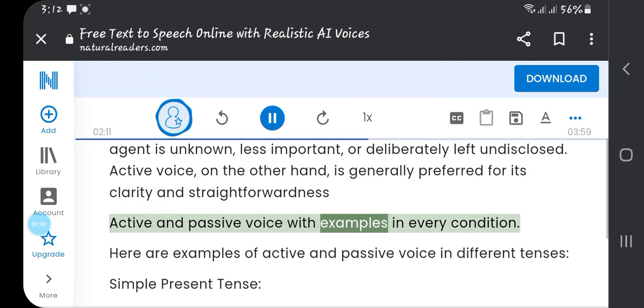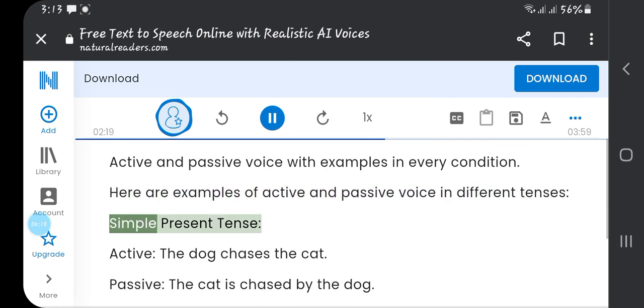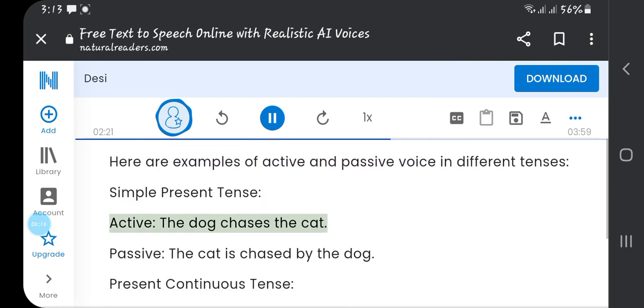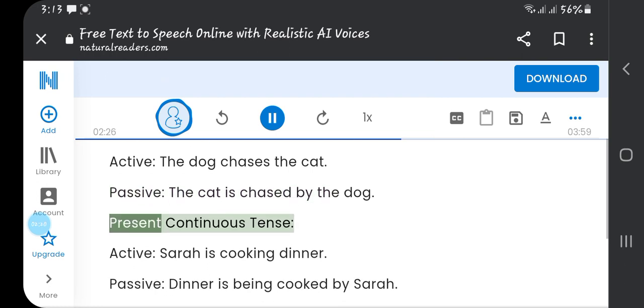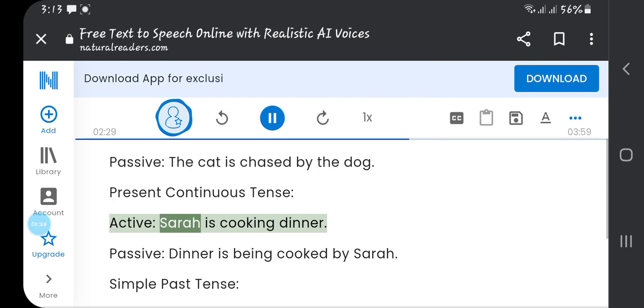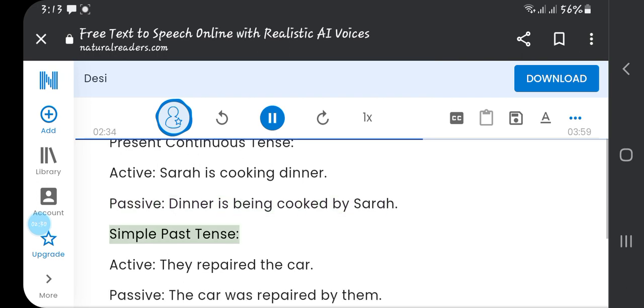Active and passive voice with examples in every condition. Here are examples of active and passive voice in different tenses. Simple present tense. Active: the dog chases the cat. Passive: the cat is chased by the dog. Present continuous tense. Active: Sarah is cooking dinner. Passive: dinner is being cooked by Sarah.